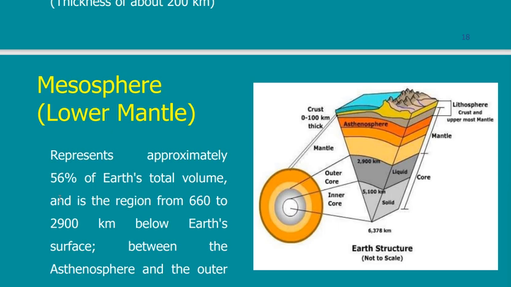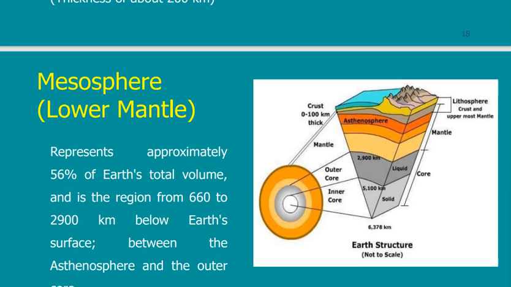It's very huge, and is the region from 660 to 2,900 kilometers below the ground surface. Anyway, we said that for its thickness, just subtract 200 from 2,900, which means 2,700. It's an approximate thickness. Below the mesosphere is the outer core.